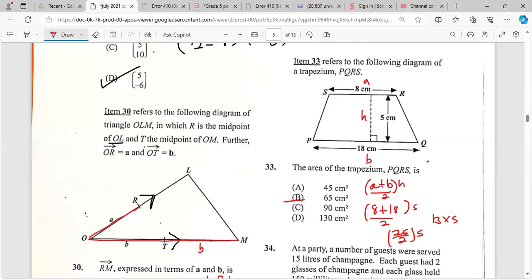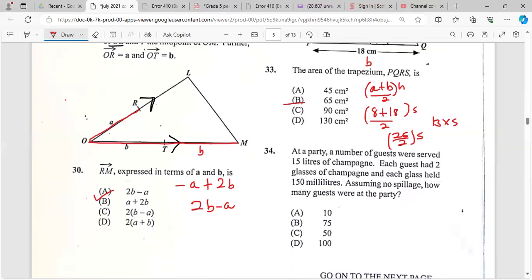Now 34. It said at a party, a number of guests were served 15 liters of champagne. So I guess that's the total, right? Each guest had 2 glasses of champagne, and each glass held 150 milliliters. Assuming no spillage, how many guests were at the party? So I'm thinking we have to assume that all of the 15 liters share up. So guys, how I normally do it, I try to figure out what one person has, right? So if one person has 2 glasses, that means one person will get a total of 300, right?